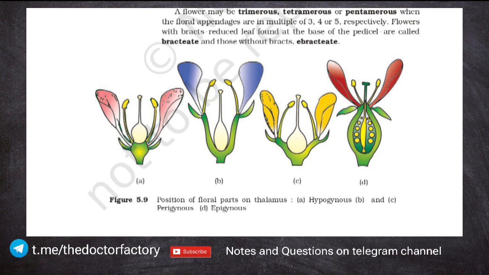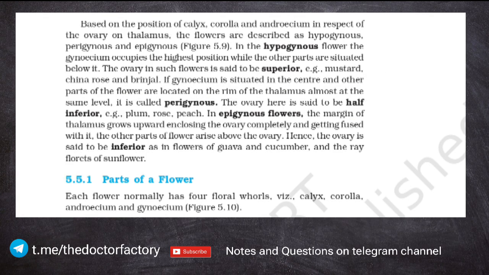Based on the position of calyx, corolla and androecium in respect of the ovary on thalamus, the flowers are described as hypogynous, perigynous and epigynous. In the hypogynous flower, the gynoecium occupies the highest position while the other parts are situated below it. The ovary in such flowers is said to be superior, that is mustard, China rose and brinjal.